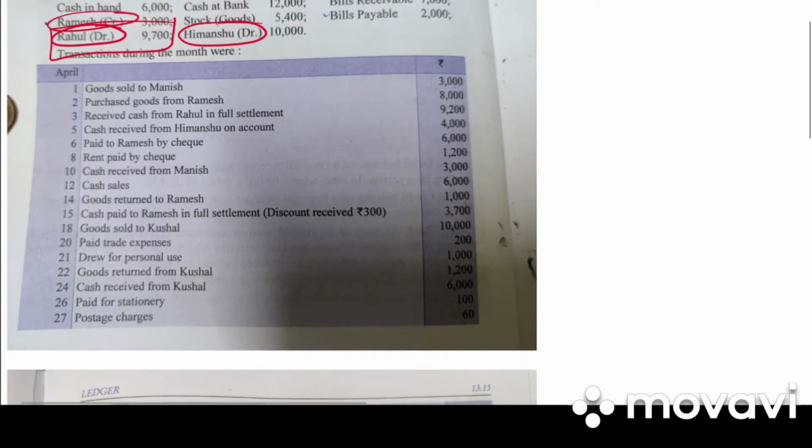Next we have cash received from Himanshu on account. He had to pay us 10,000. He paid us half the amount, that is 4,000. So write the entry. Cash account debited to Himanshu's account. 4,000 debit, 4,000 credit. Write down the narration. Cash received from Himanshu.